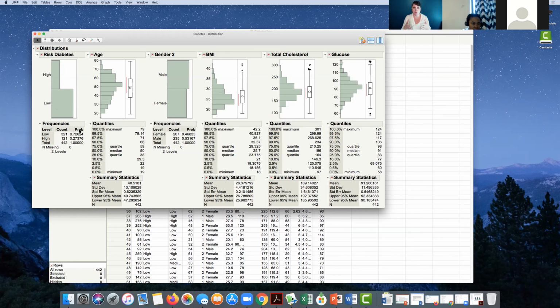And our research question is, are any of these variables, age, gender, BMI, total cholesterol, and glucose, are they going to get me a better prediction of a risk of diabetes than simply just saying, oh, you have a 27% risk? Does that make sense?